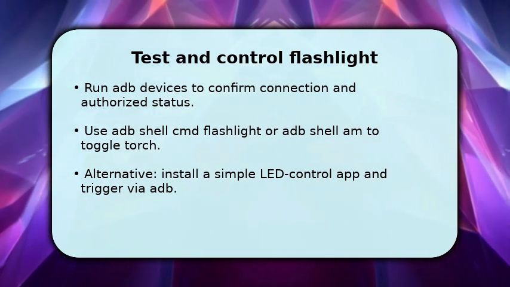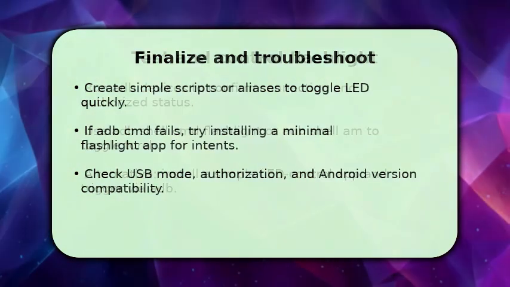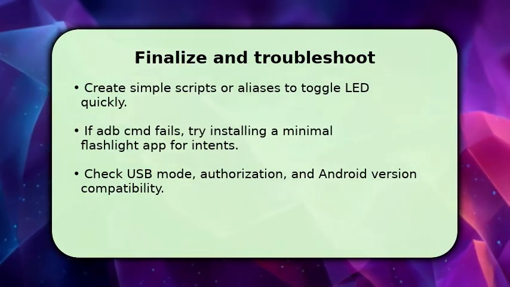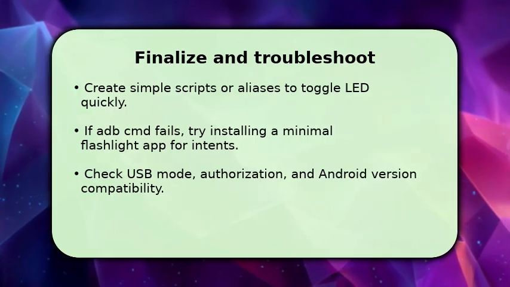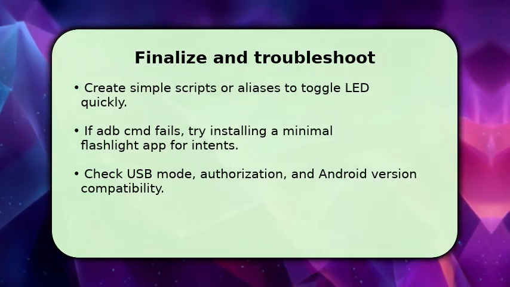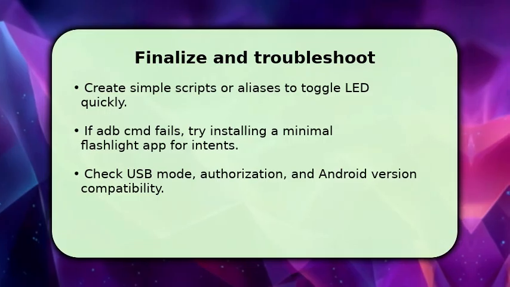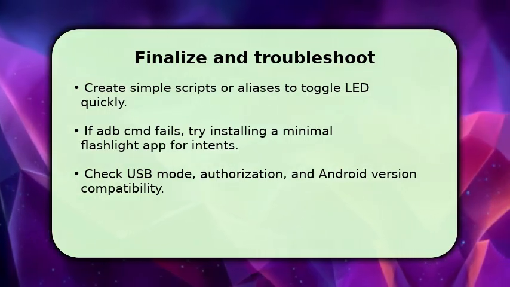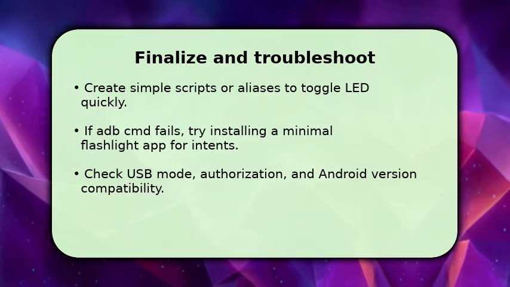Finish by automating the action. Write a short shell script or alias on your laptop that sends the adb flashlight on/off sequence so you can toggle the LED quickly. If direct cmd calls fail on older devices, install a lightweight flashlight app and trigger its intent with adb shell am start. This provides a reliable fallback.